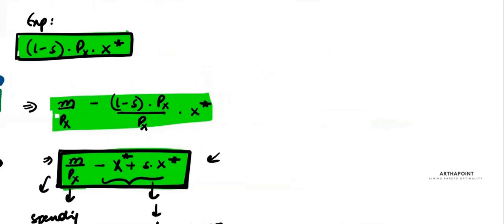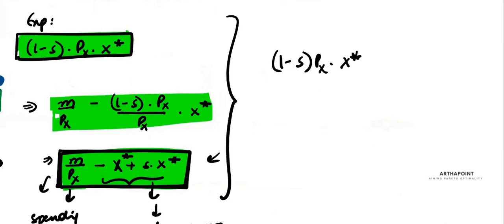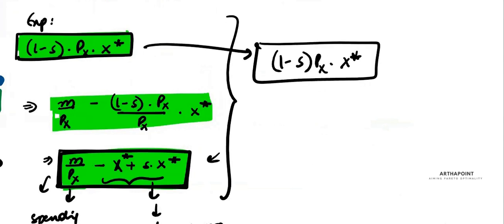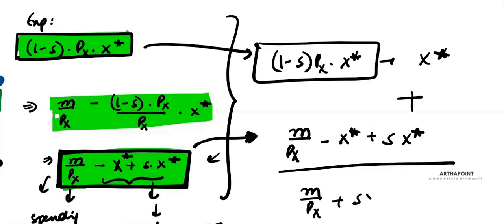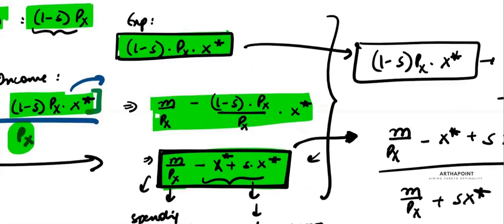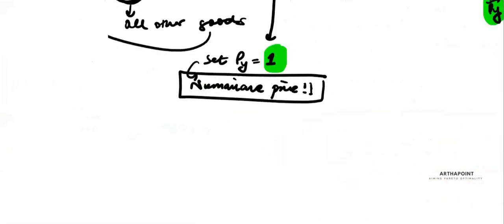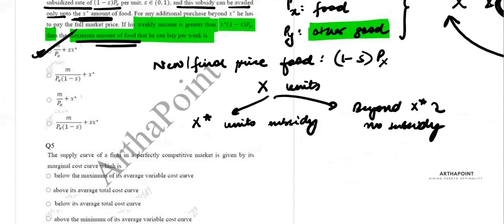Now the question says, what is the total that he has consumed? So 1 minus S PX into X star. This is what he consumed initially. So from this expenditure, he consumed X star units. And from the other expenditure, he is consuming M by Px minus X star plus S X star. This is how much he is able to consume. So if I add these two things together, I will get M by Px plus S X star. So the answer to this question is M by Px plus S X star.